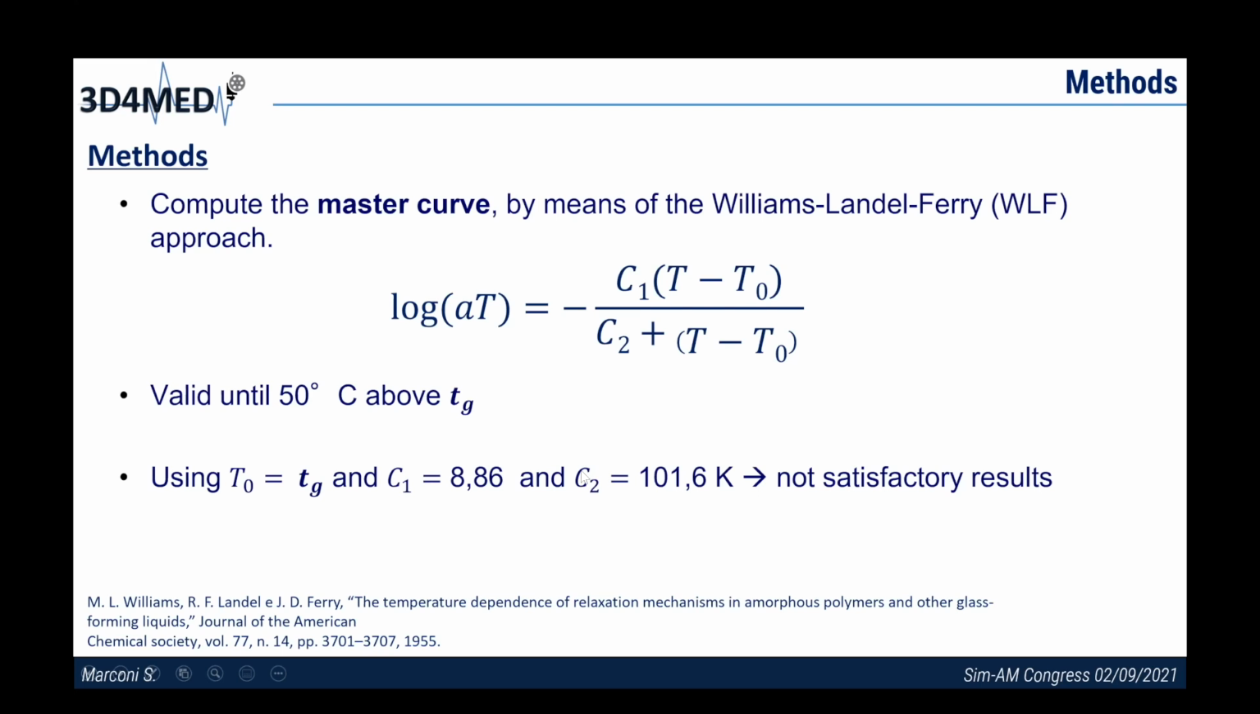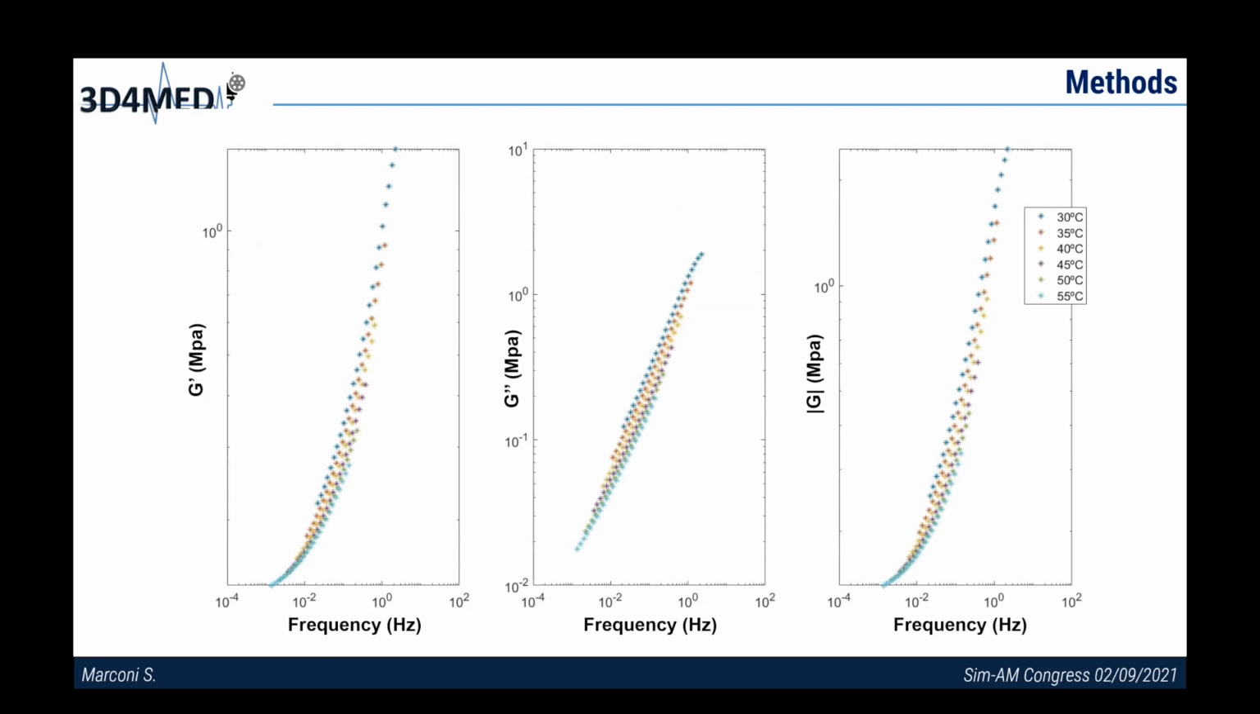As a first test, we set T0 as the glass transition temperature, and we used two constants, C1 and C2, that we retrieved from literature for this class of polymers, but we did not get satisfactory results. As you can see in the graph here, there is no overlapping between the points, so we are not getting a very smooth master curve. We thought at the beginning that the cause was an error in the estimation of the glass transition temperature, but we verified it and also tested a shift in the value that we were using, and we definitely found that the problem was the value of the constants C1 and C2.